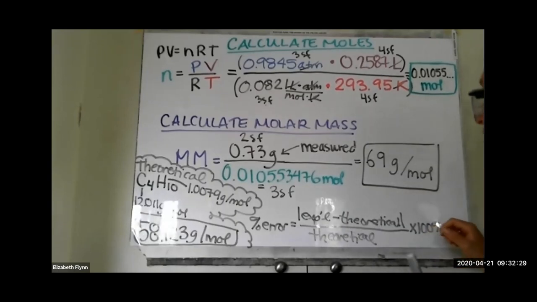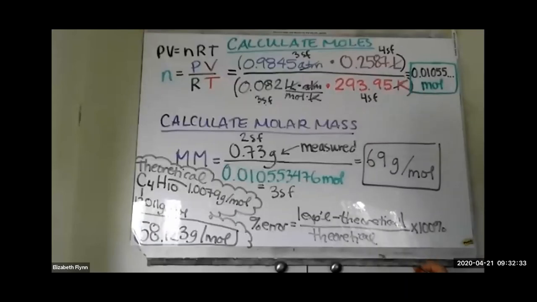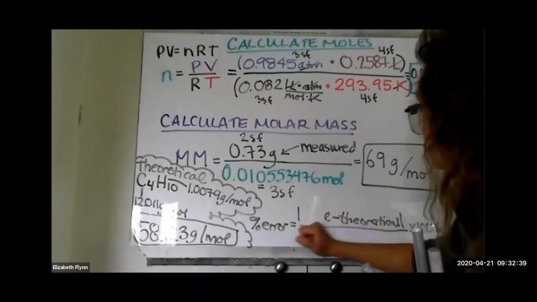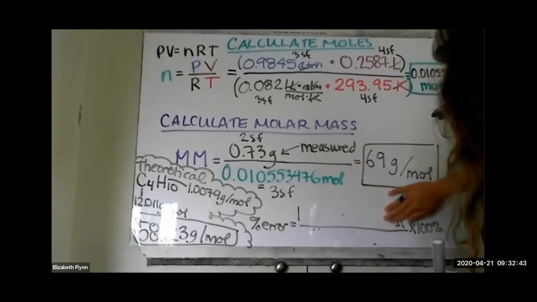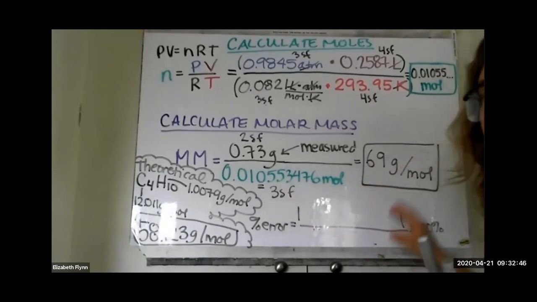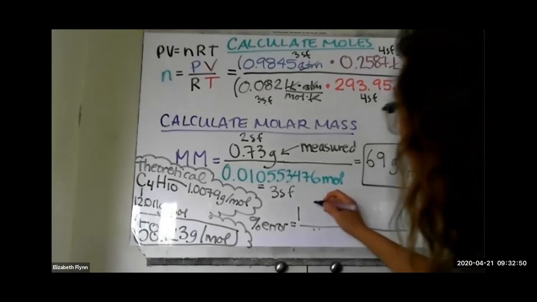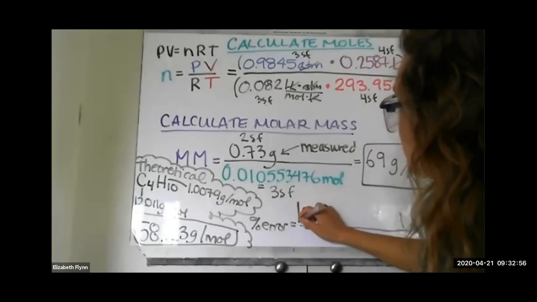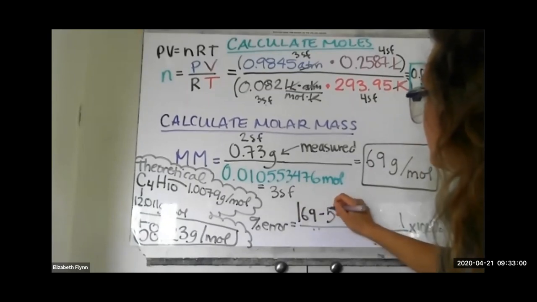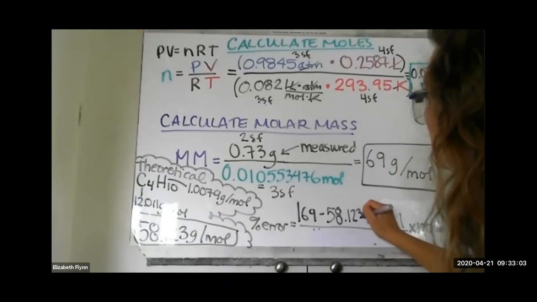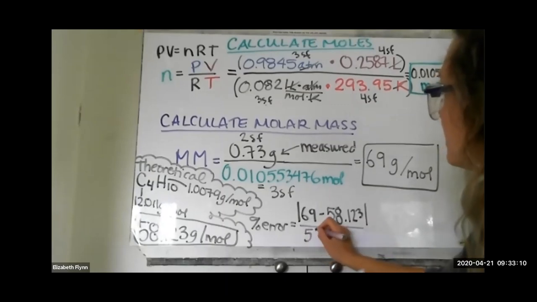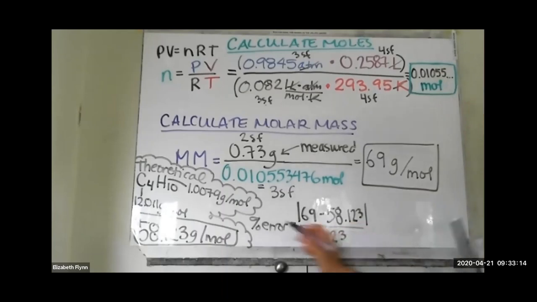So in this case, everyone's got this down. It's actual minus theoretical, or actual meaning experimental. So let's plug those in. And we'll use the rounded one because that's our final molar mass. So let's plug it into the percent error calculation. So 69 minus 58.123 divided by 58.123, right? That is the theoretical molar mass of butane, C4H10.